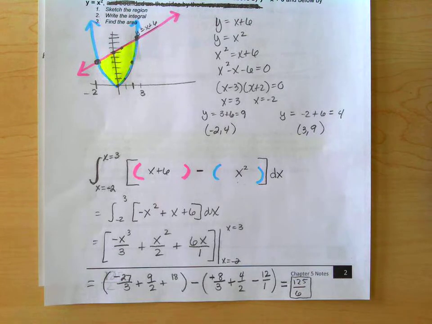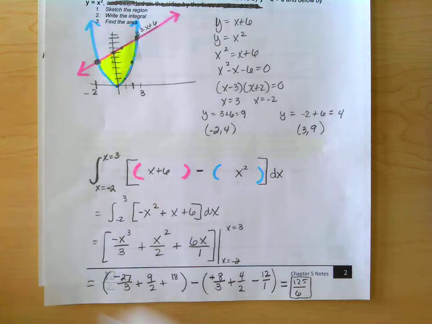If you'd like to, you could pause the video and calculate this out yourself to verify that you are in fact able to get the same result. That's the first example, and that's the example 2 on your handout. Find the area of the region bounded above by y equals x plus 6 and below by y equals x squared. Let's go on to example 3.